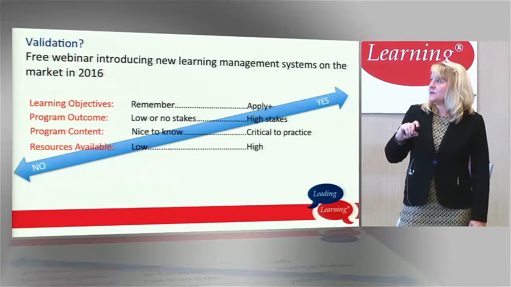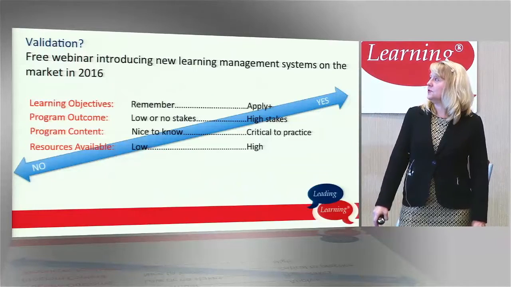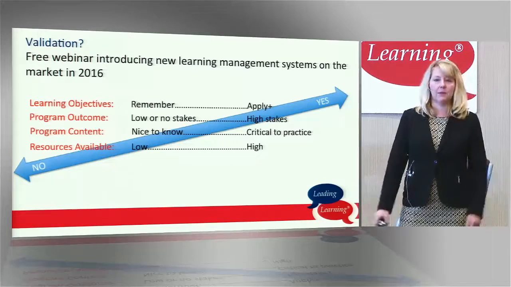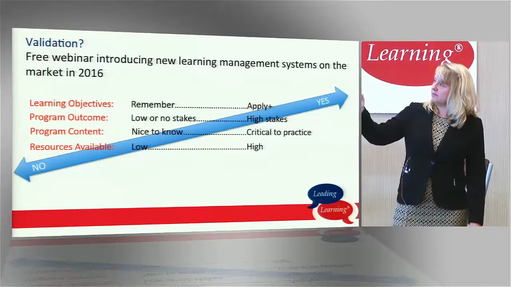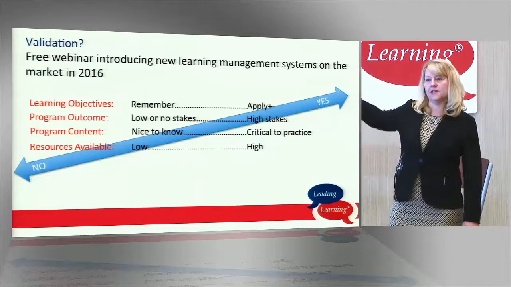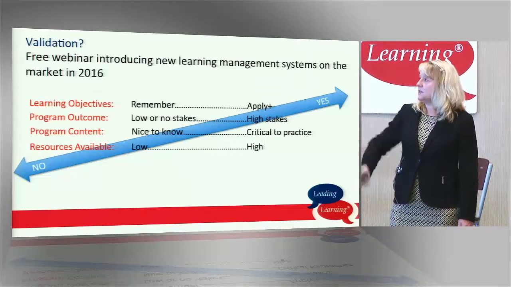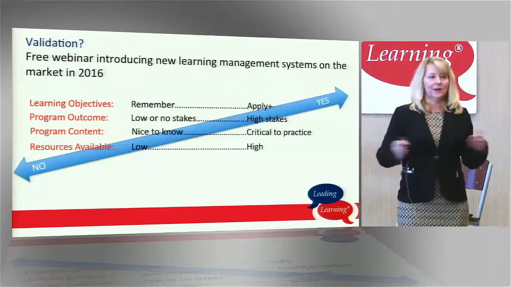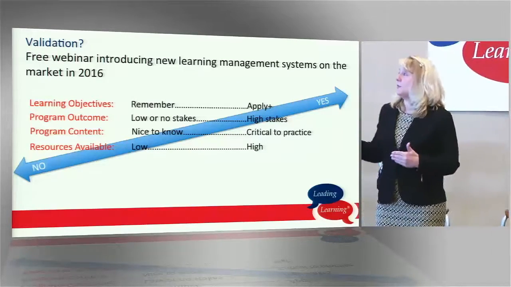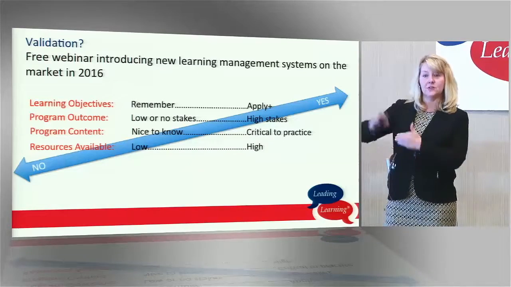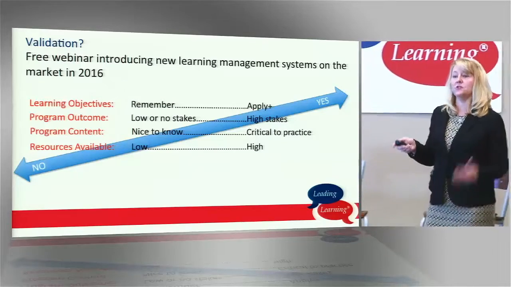So think about this scale. If you have a free webinar introducing a new learning management system that came on the market, where does that fall? Which side? Does it go to the no side or to the yes side? If you just had to go quick, right? Yeah, I mean, I would say, again, in an ideal world, maybe we would evaluate the learning for all of our programs. But this one, right, and this is where I would say, this is more awareness. It's not even to the remember level. So even on that alone, and low stakes, it's more informational to begin with.